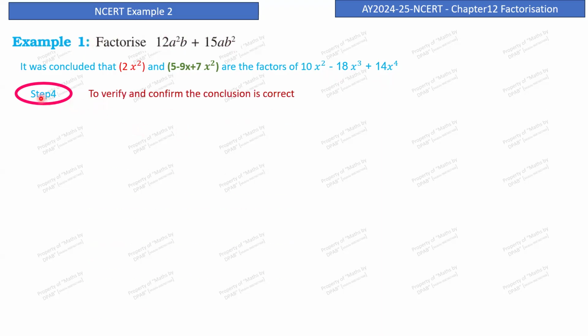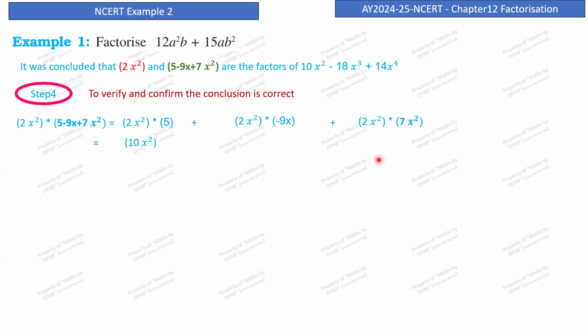So step number 4 is we need to verify and confirm whether my conclusion is correct or not. So we are multiplying these two factors. The star symbol is for multiplying this monomial into the trinomial, which is equal to monomial into the first term of the trinomial. Then we put plus, and monomial into the second term, which is minus 9x. We put minus 9x within the bracket like this, because here term 1, plus term 2 is monomial into the second term of the trinomial. Then another plus, then the monomial into the third term, which is plus 7x square. We can put plus 7x square within the bracket, or we can ignore it also. So there are 3 terms in this.